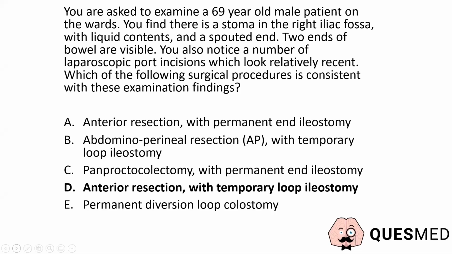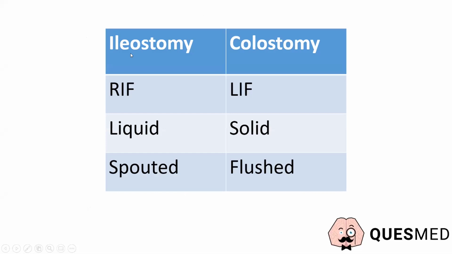So next slide. So when you're comparing an ileostomy and a colostomy, generally speaking, your ileostomy is sited in the right iliac fossa. It will have fairly liquidy green contents and it's quite spouted. And the reason for this is because the material coming from your ileostomy is really quite irritant to the skin. So by creating a spouted ileostomy, it minimizes the risk of this contents coming in contact with the skin.